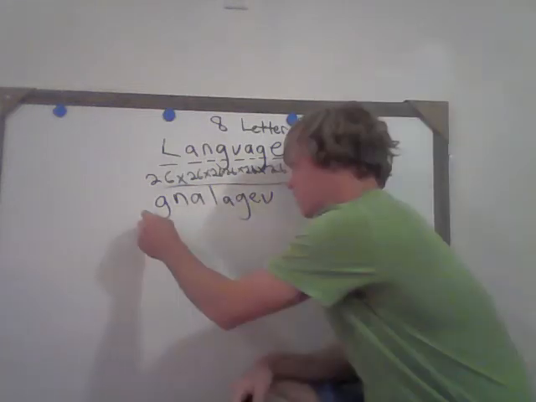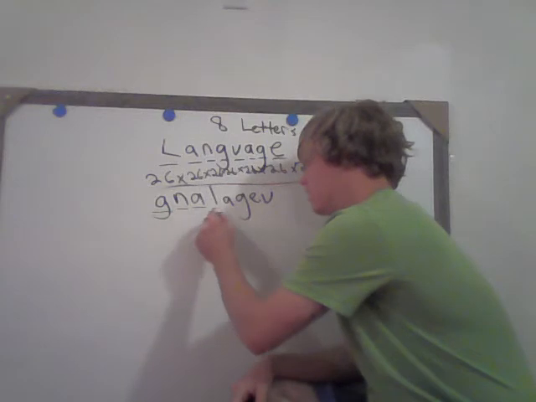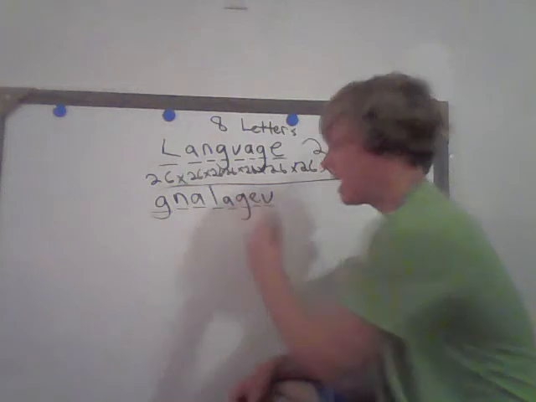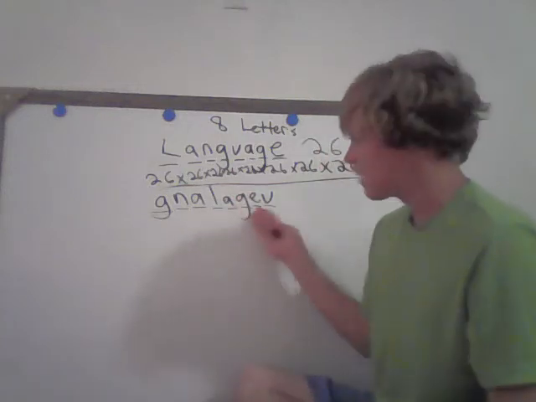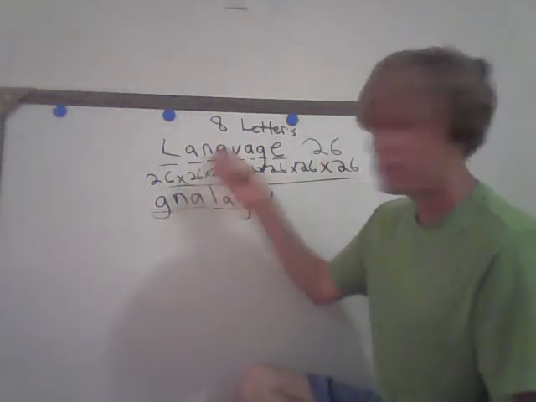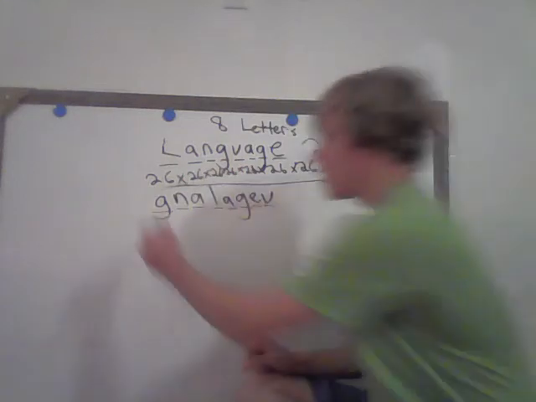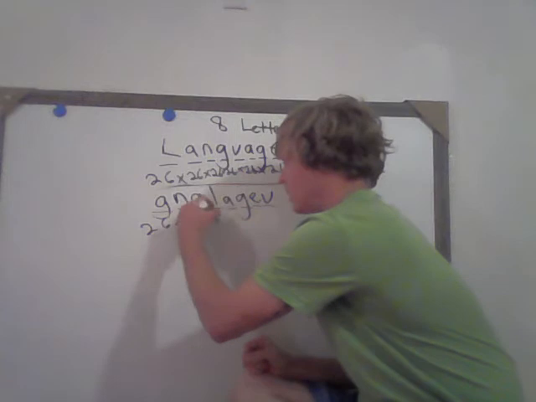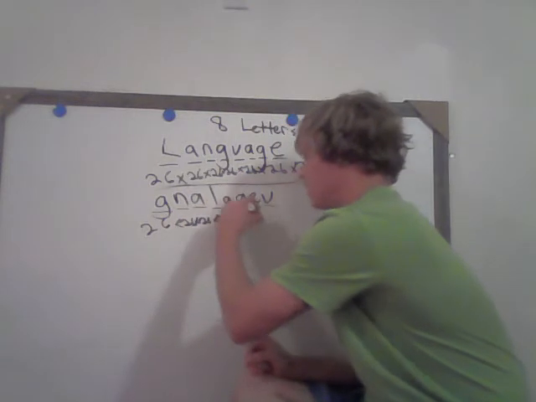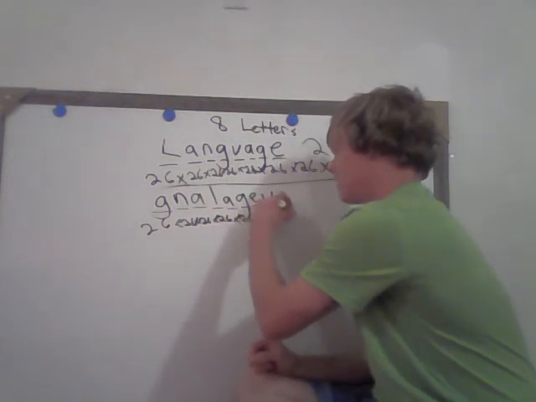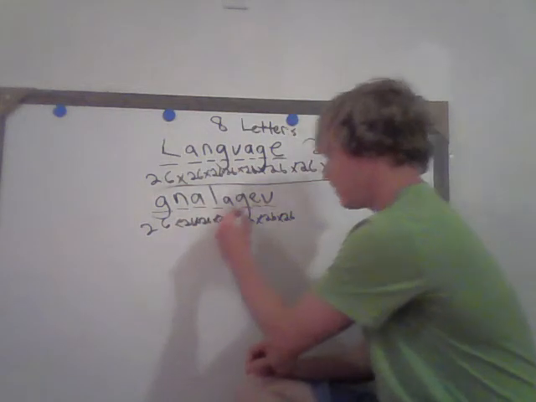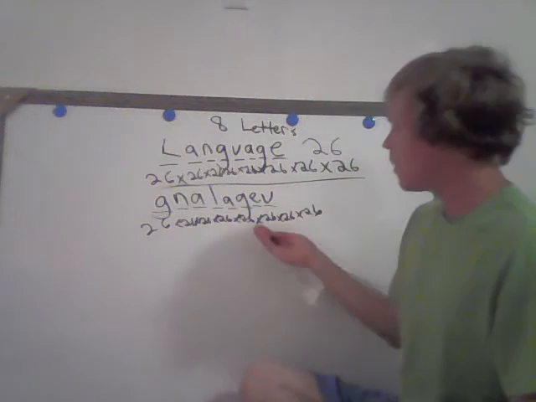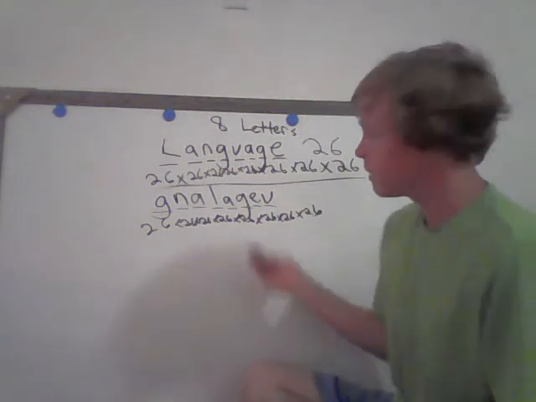Right here we have 8 letters again: 1, 2, 3, 4, 5, 6, 7, 8. So this is actually the same probability as this up here. It would be 26 times 26 times 26, eight times in all. I don't know what that is, but it's a pretty big number.